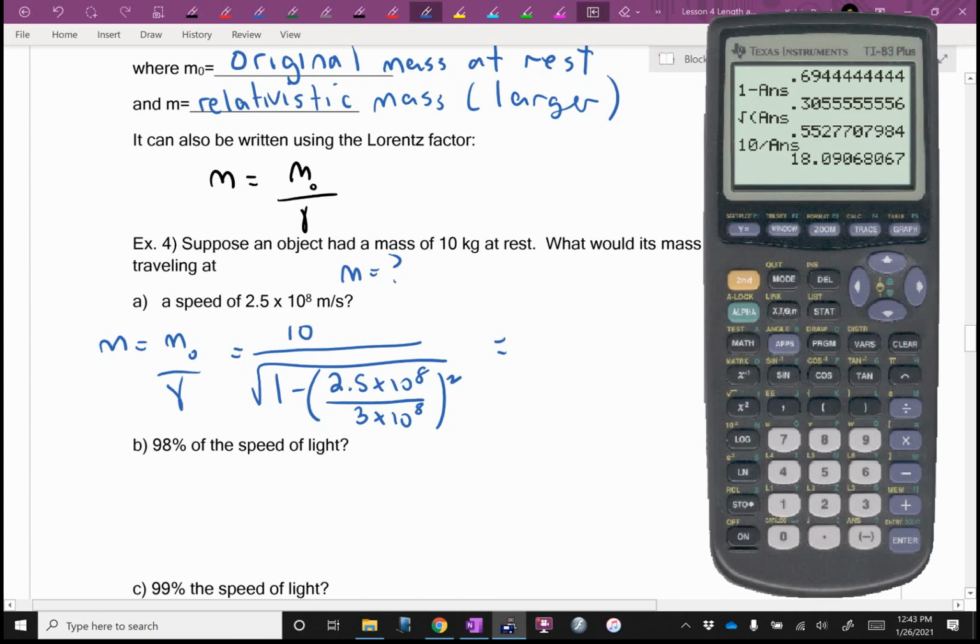18.1? Okay. So this 10 kilogram mass at this speed would have a mass of 18.1 kilograms. In other words, if you're doing F equals what? If you're doing a force equation, you would use a mass of 18.1 at this speed.